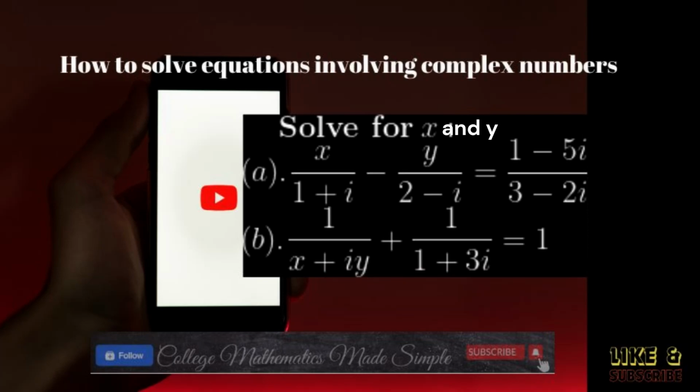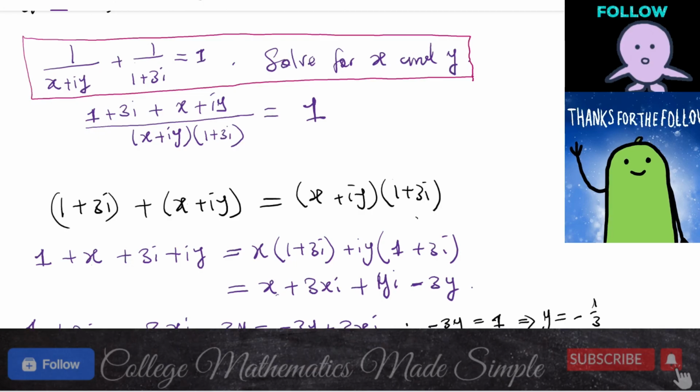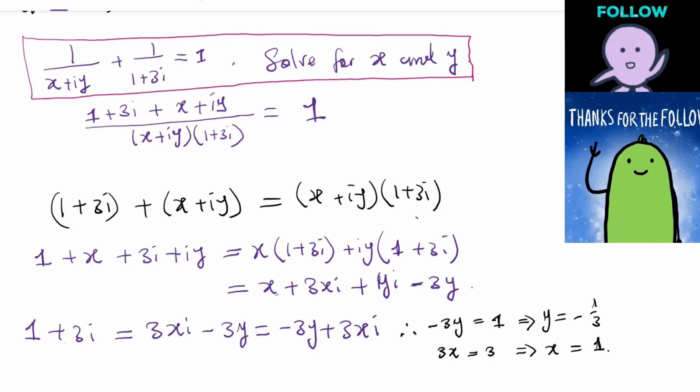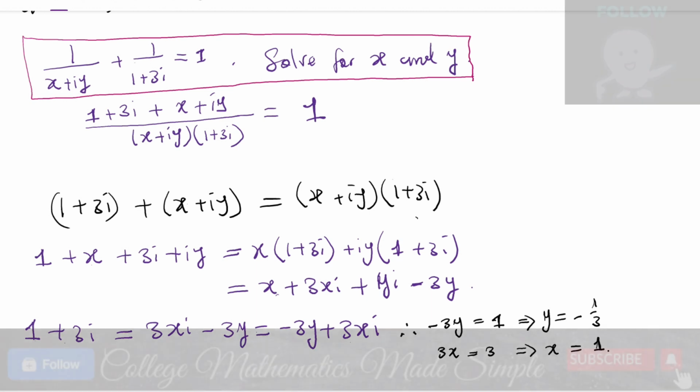In this episode, I'm going to show you how to solve equations involving complex numbers. The first question says solve for x and y given that 1 over (x plus iy) plus 1 over (1 plus 3i) is equal to 1. The first idea is to make the left hand side a single fraction. By doing so, we find the lowest common denominator, which is (x plus iy) multiplied by (1 plus 3i).